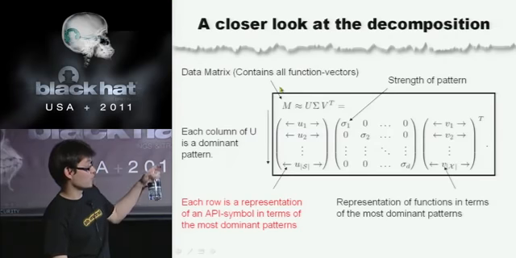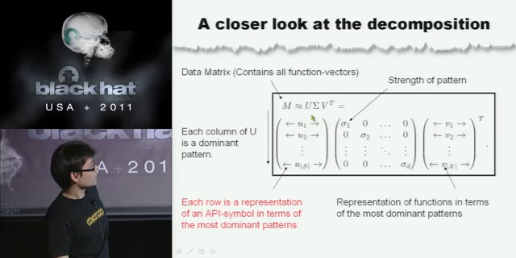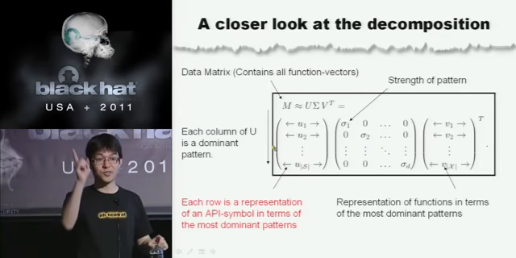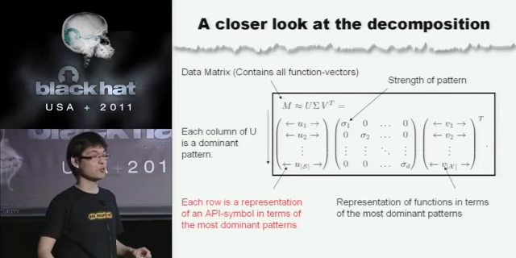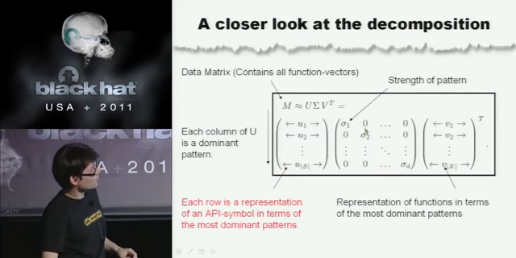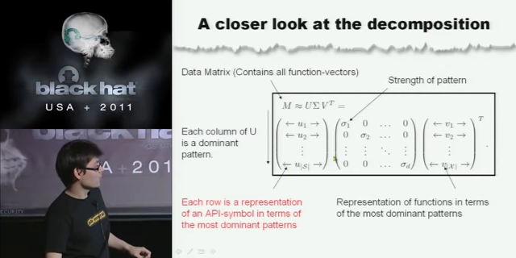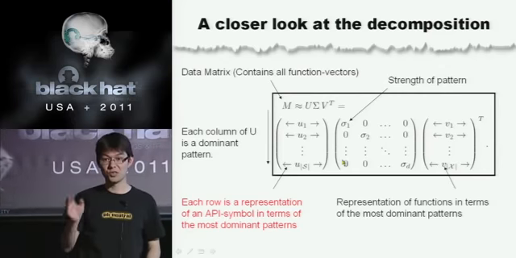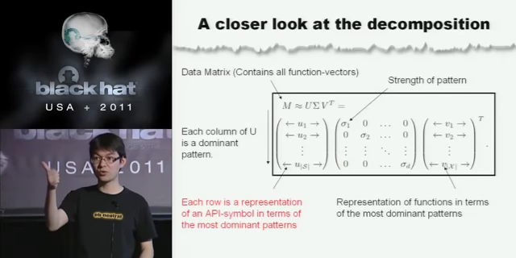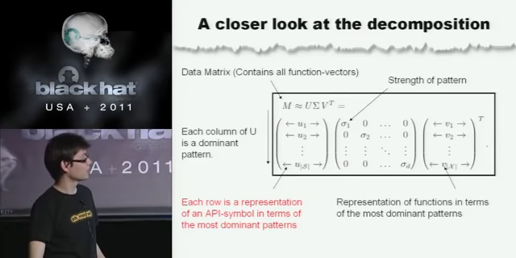So this is the same formula, and this shows what we get from doing this decomposition. So this is to implement PCA, basically. Well, here in the columns, we get the most dominant patterns. So the directions in the space are the most dominant patterns. Here we have the strength of the pattern, and this is the representation of the functions in terms of these most dominant patterns. And also in the rows, we get a representation of the symbols in terms of these patterns. So suddenly we have symbols and functions in the same space.